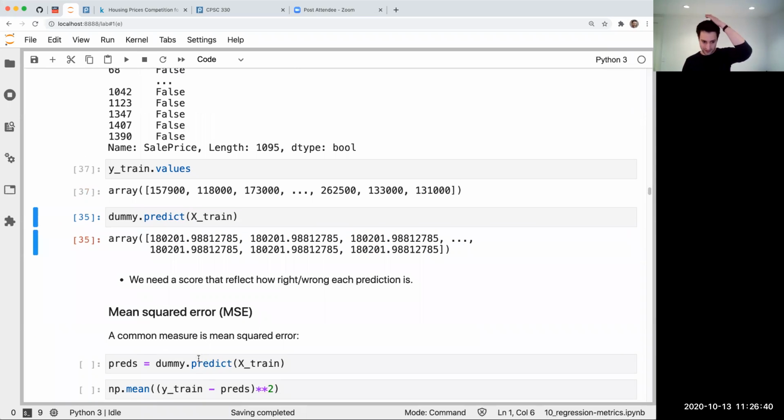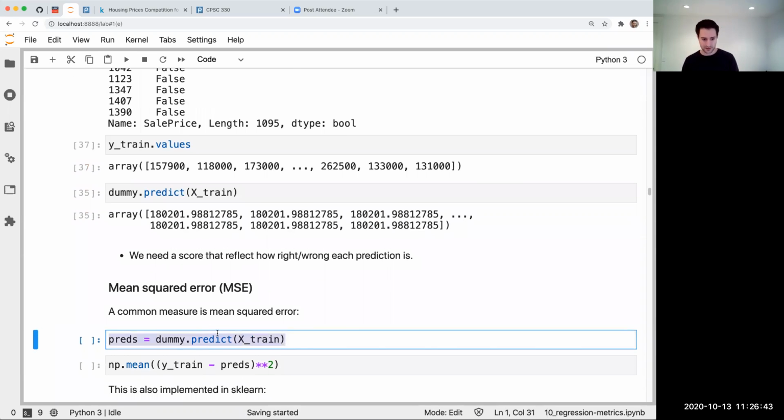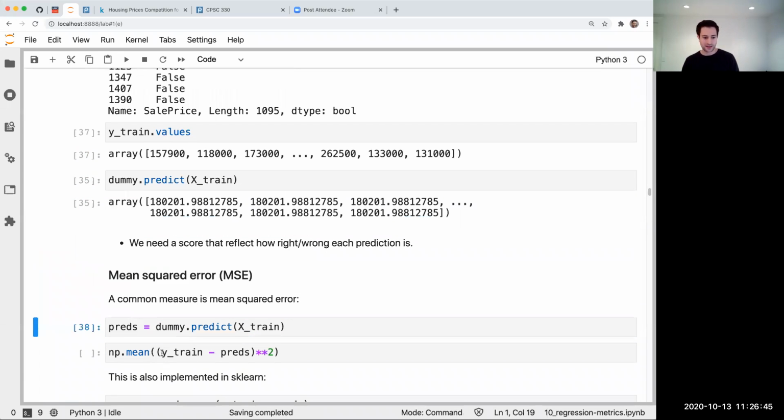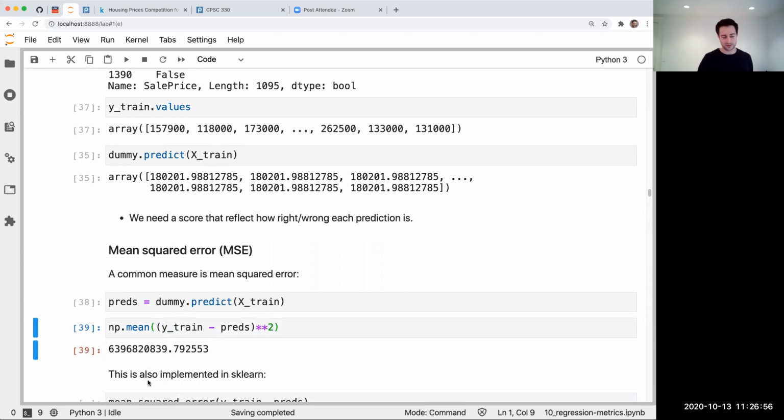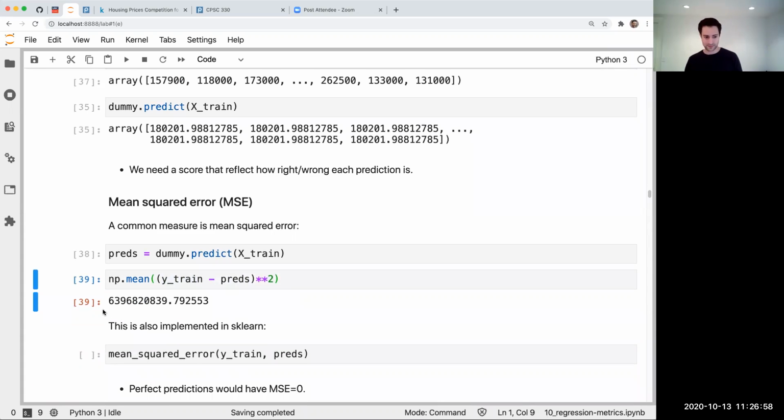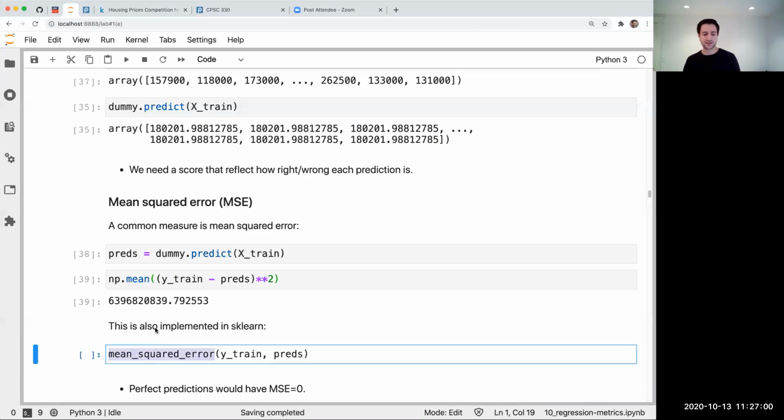And so a common one is mean squared error. So I'm going to make my predictions here. I take the truth, I take the predictions, I take the difference between them, that's the error, I square them, I take the mean. And so my mean squared error is whatever, this humongous number, and we'll talk more about that later today. And this is also implemented in scikit-learn.